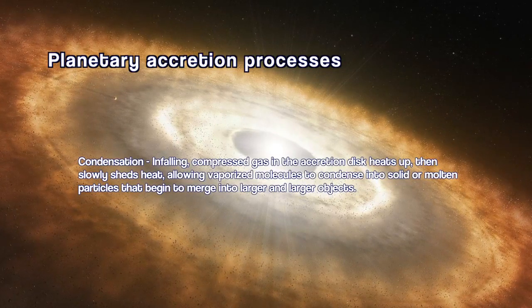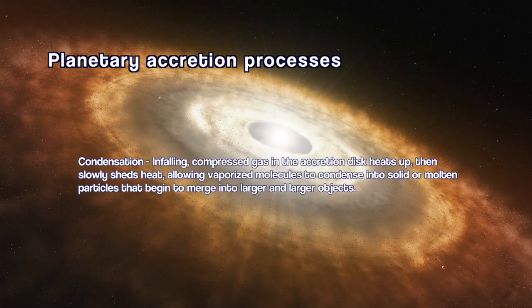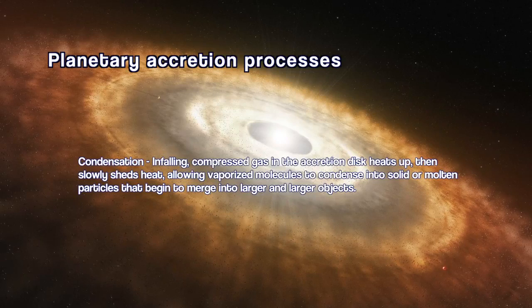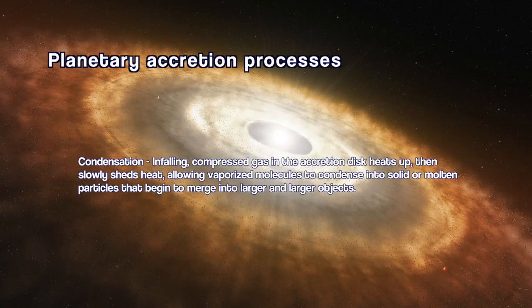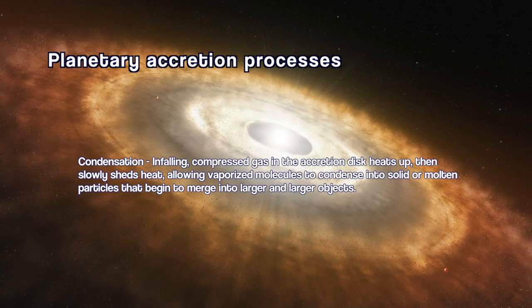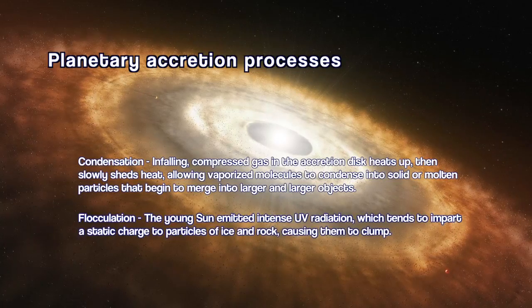As it's coming in closer to the star and being compacted more, the gas reaches a density to where it has to condense out to form solid or liquid objects, droplets of molten metal or molten silicate rock, little bits of dust. And once you have these tiny, tiny particles, they can begin to associate with each other. They can begin to flocculate.